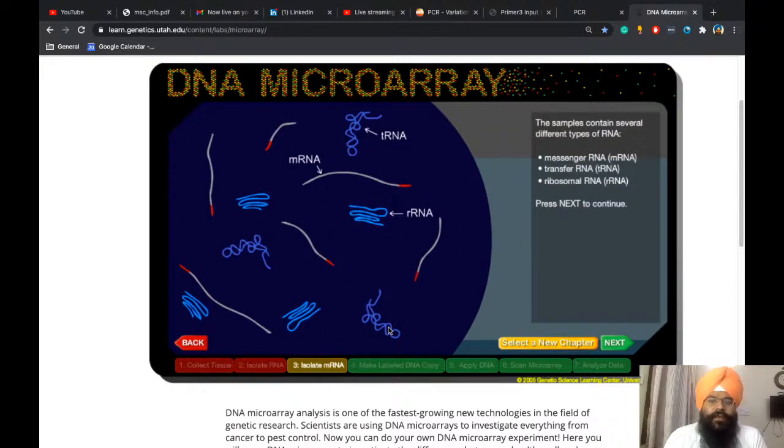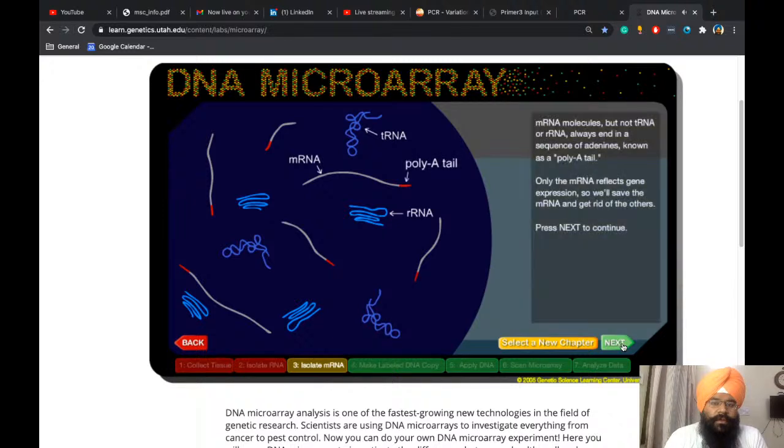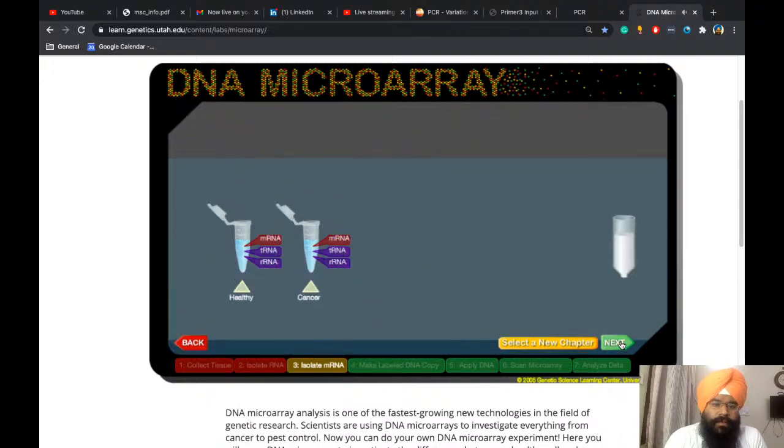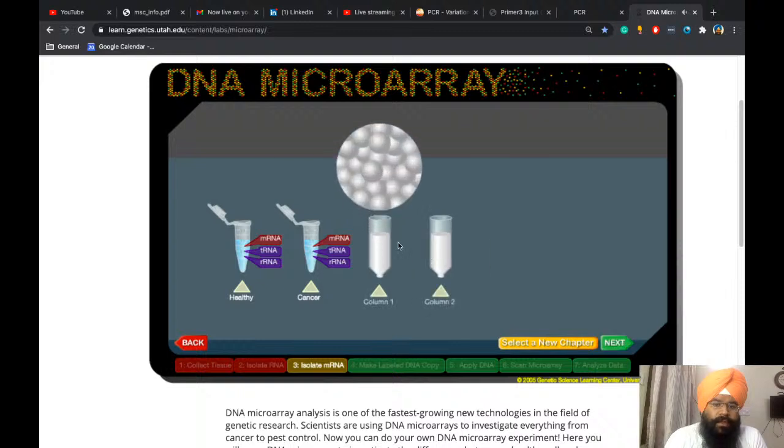The sample contains several different types of RNA: messenger RNA, transfer RNA, and ribosomal RNA, and then we press next to continue. mRNA molecules have a poly A tail attached to them. You also have transfer RNA and ribosomal RNA. So you have three different types of RNA, but we need mainly the mRNA. For that, we use these column beads.